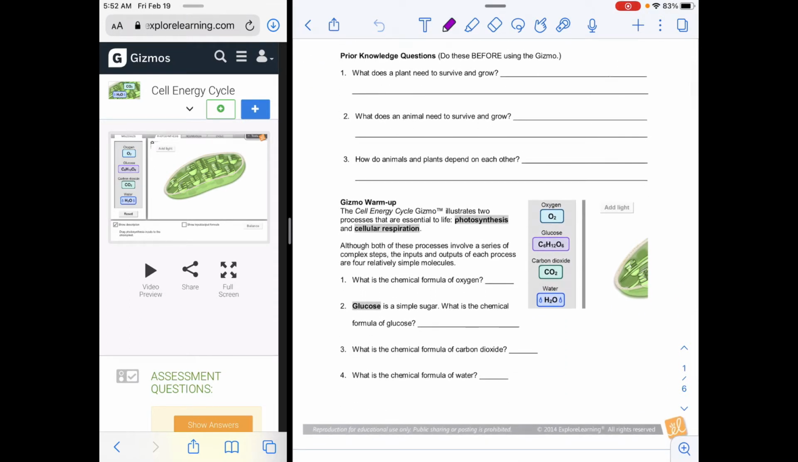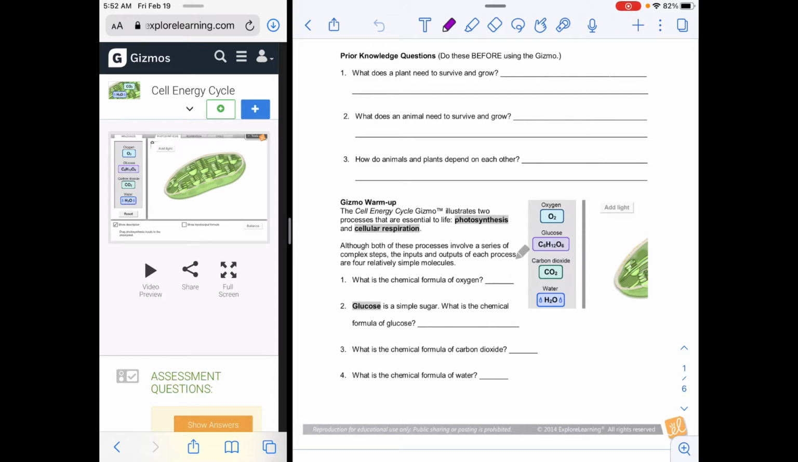And so, as always, with Gizmos, they highlight the vocabulary terms. These two should look sort of familiar to you after the reading assignment this week, photosynthesis and respiration. So we're going to be looking at both of these processes in this gizmo. It says, although both of these processes involve a series of complex steps, the inputs and outputs of each process are 4 relatively simple molecules. And they've got them listed over here. Okay, oxygen, glucose, carbon dioxide, and water.